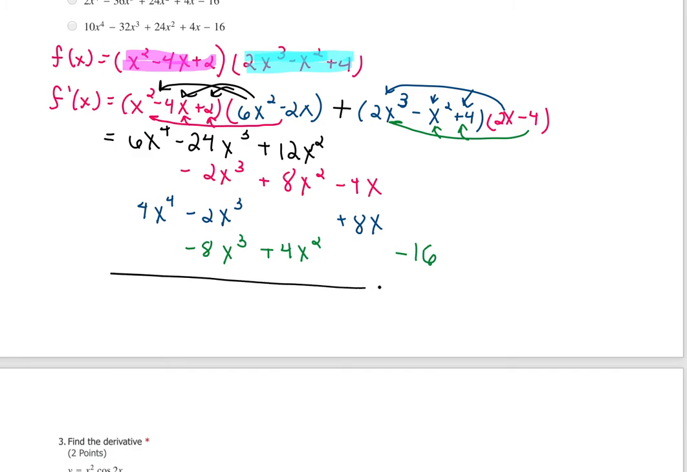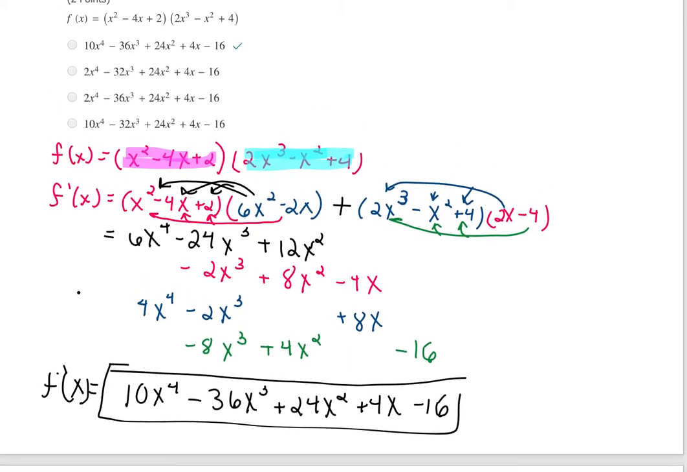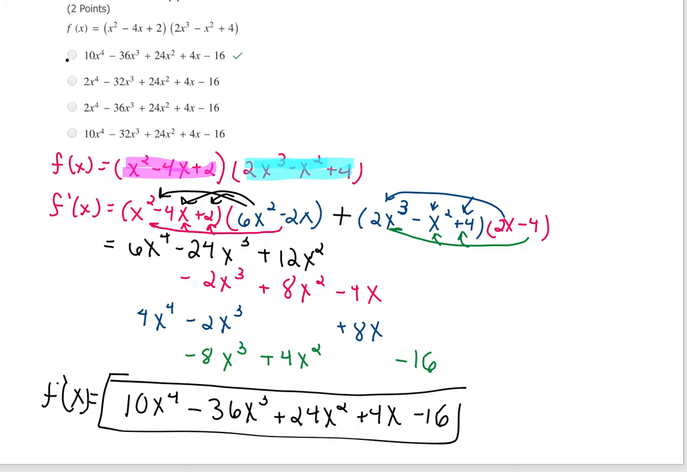And as you can see, I now have all my like terms lined up. And I did it like this, so I can easily add my terms. So I have 10x to the fourth minus 36x cubed plus 24x squared plus 4x minus 16 would be my correct derivative. And that matches up to choice A in this case.